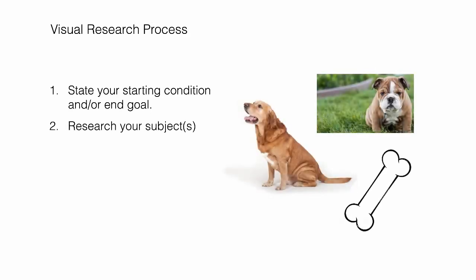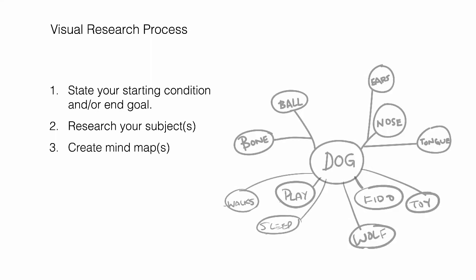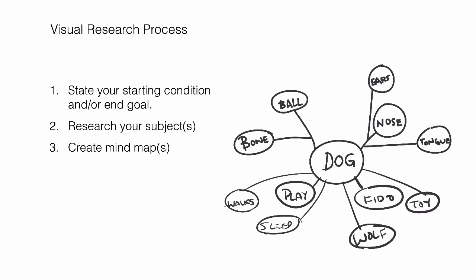Now, that research shouldn't only include visual research. I mentioned in a previous video the importance of lists and mind maps. Let's discuss mind maps in a little bit more detail here. A mind map, as we see here, is a branching holistic exploration of our subject, starting with the subject in the center and branching out from there.